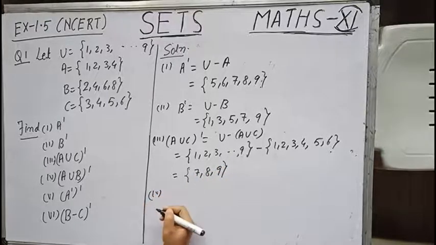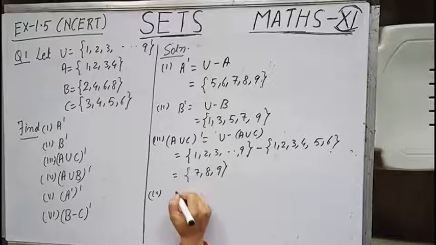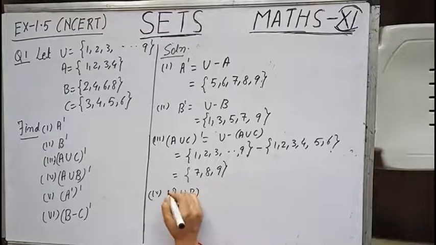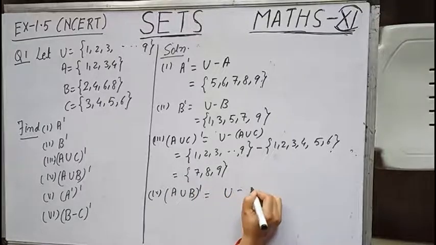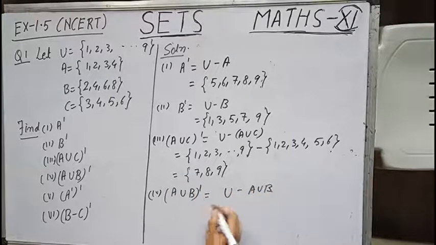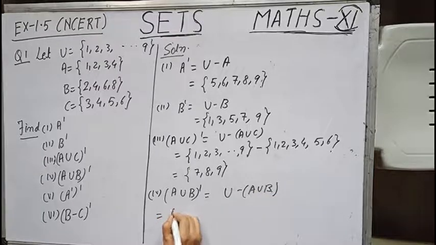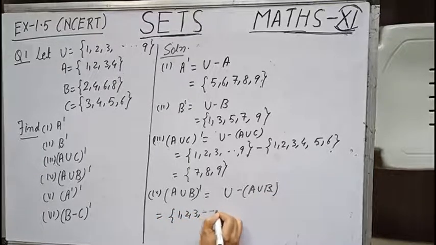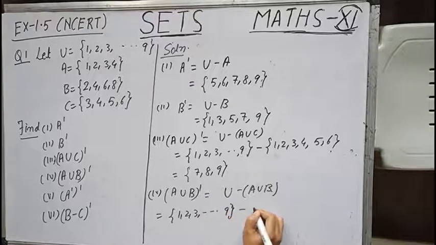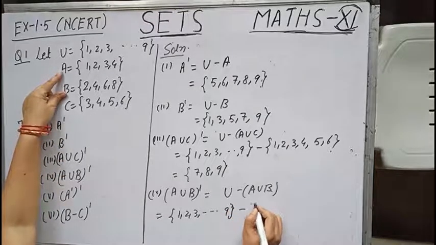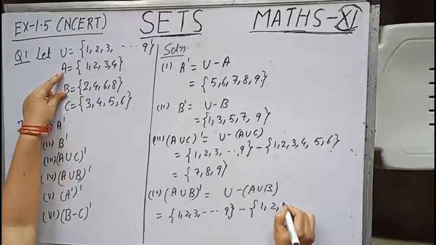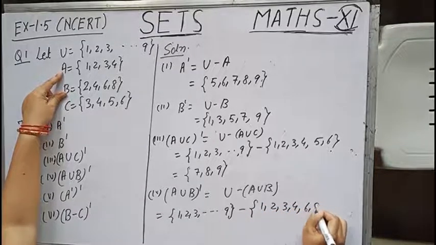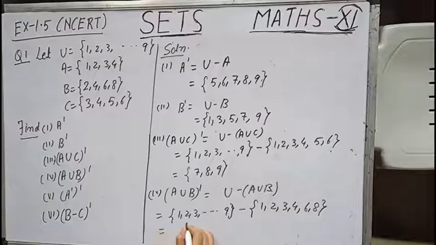Now number 4. Number 4 is (A union B) whole complement. This will be equal to U minus (A union B). So this will be equal to the set containing 1, 2, 3 up to 9 minus (A union B), so minus 1, 2, 3, 4, 6 and 8. So this will be equal to the set containing 5, 7 and 9.